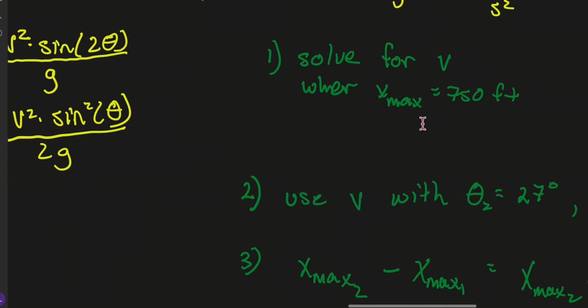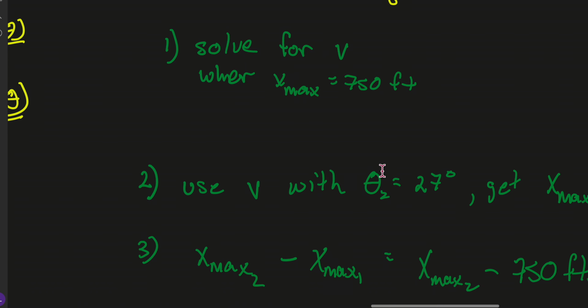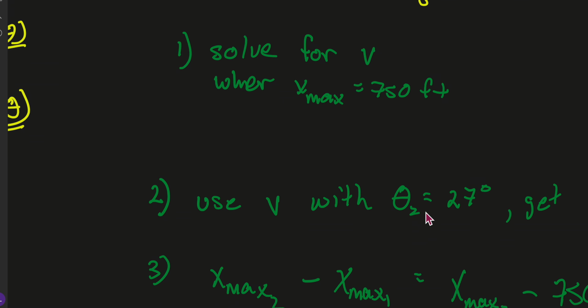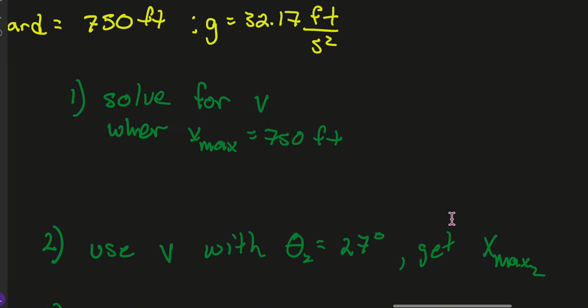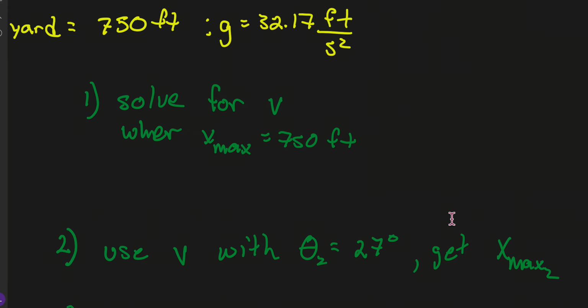The next thing is we're going to use the equation again with the velocity and the new angle of 27 degrees to get max distance 2. And that's it. It's just how far will it go, not even how much further.